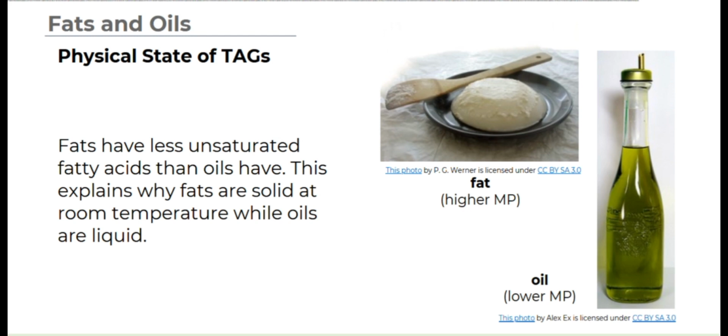Physical state of TAGs. Fats have fewer unsaturated fatty acids than oils have. This explains why fats are solid at room temperature while oils are liquid.